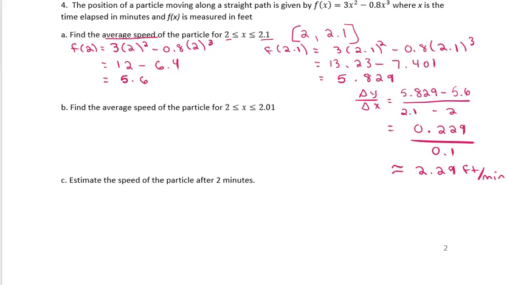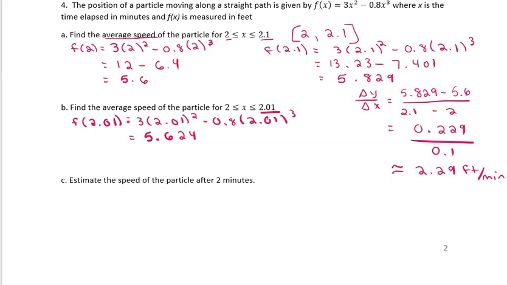Let's look at part B. Notice all that's changed. We have an extra 0 in there. So we already have our f of 2. We just need to figure out our f of 2.01. So substitute it all in. We have 3 times 2.01 squared minus 0.8 times 2.01 cubed. And if you simplify that all down, put it into the calculator if you want, you'll get 5.624.